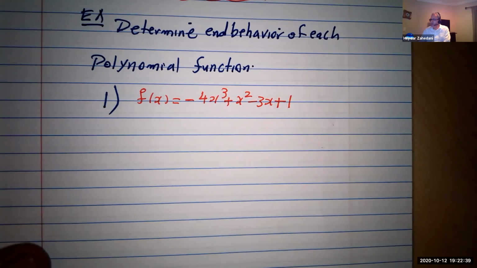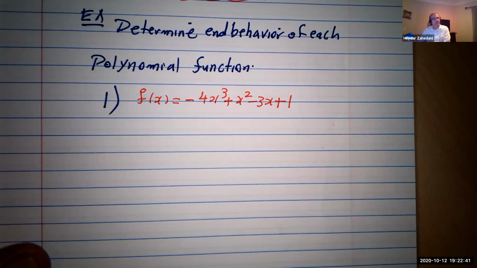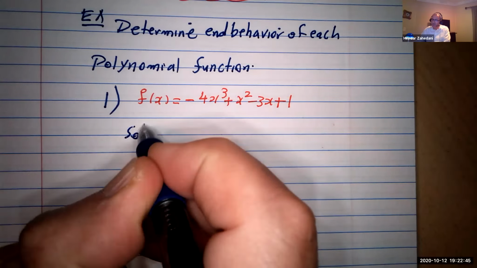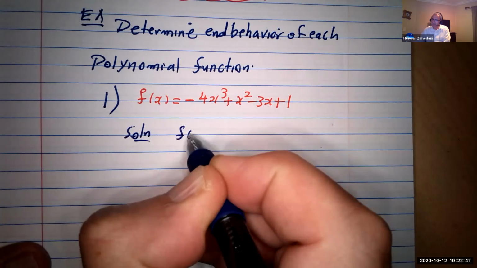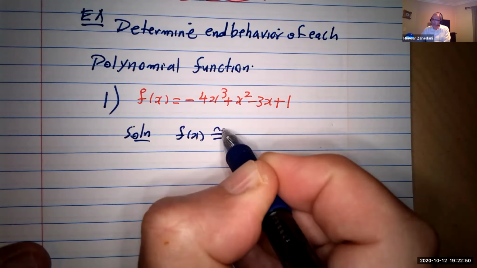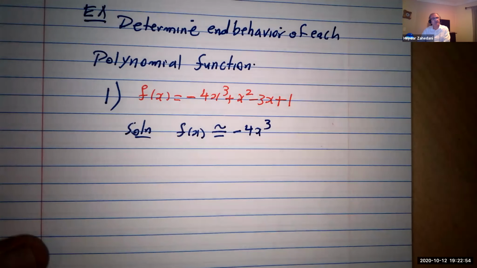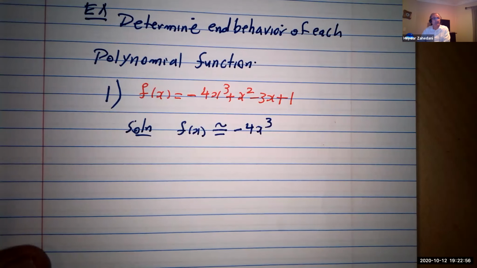This is a polynomial. So what we do is we shrink it first. The solution is f of x, and we shrink it into its leading term. So that's going to be the leading term. Then we check the infinity here. In calculus it's going to be a limit, but over here we're just estimating, from left to right.